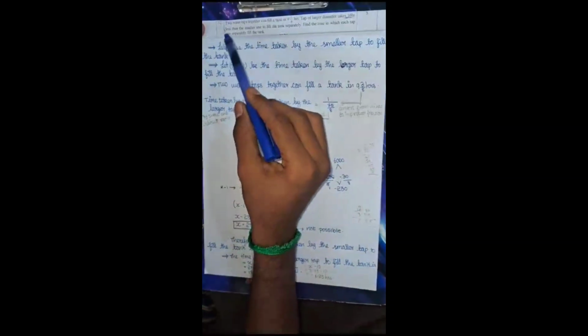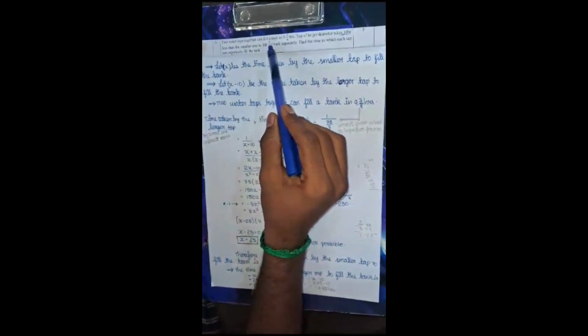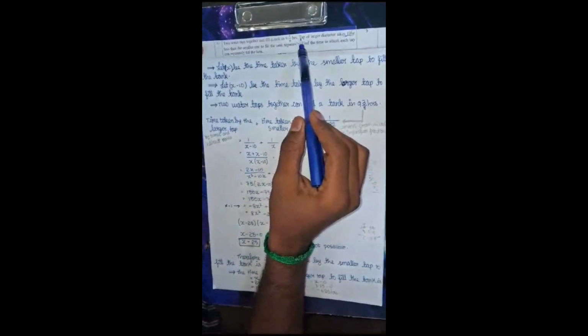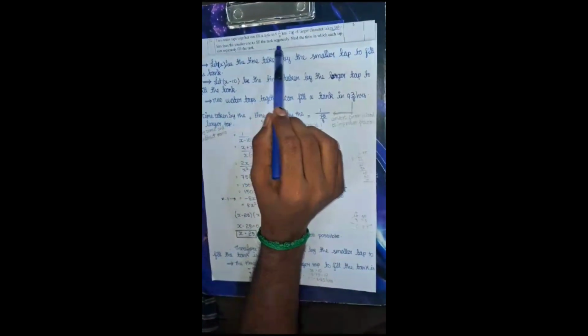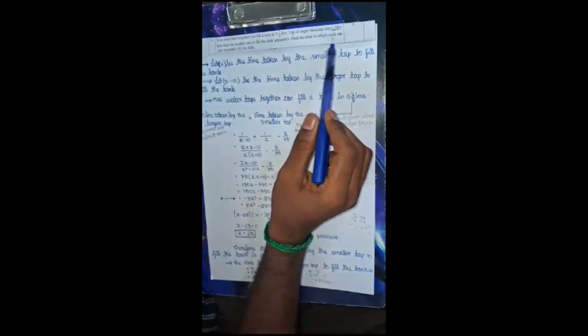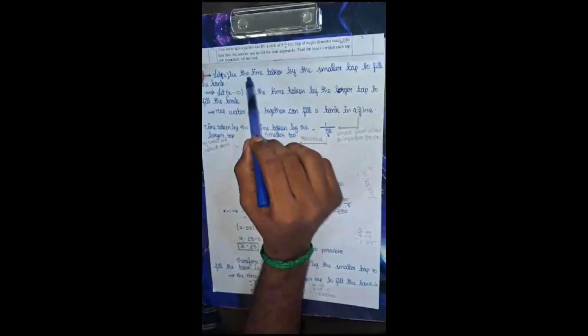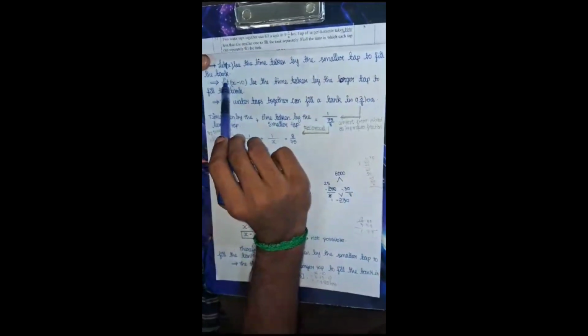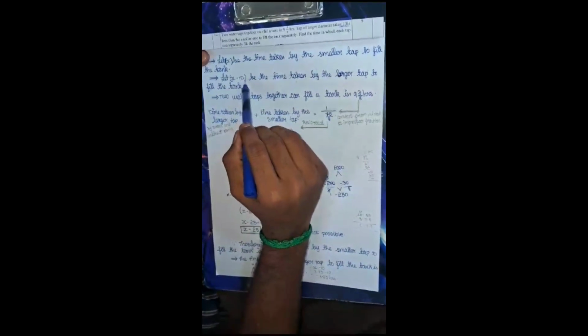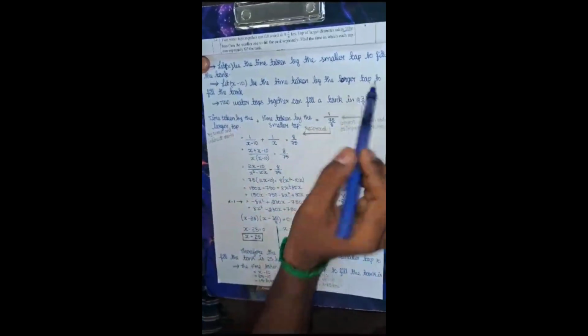So hi friends, in this question, two water taps together can fill a tank in 9 3/8 hours. The tap of larger diameter takes 10 hours less than the smaller one to fill the tank separately. Find the time in which each tap can separately fill the tank. So we are going to take x as the time taken by the smaller tap to fill the tank, and we are going to take x minus 10 as the time taken by the larger tap to fill the tank.